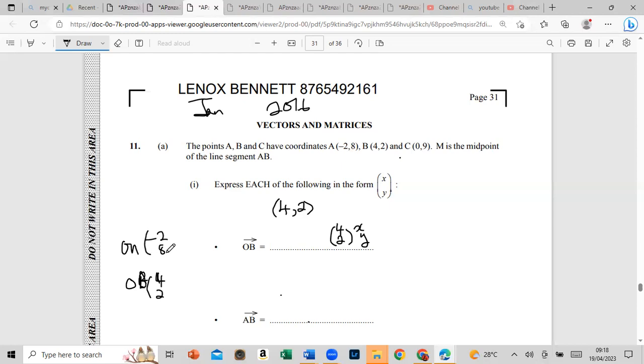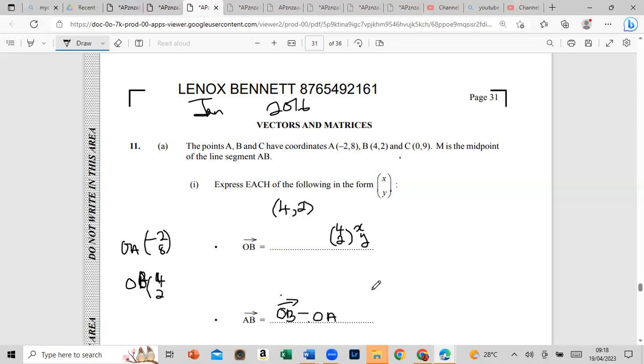So we did one like this earlier, but it's two different years. So it's going to look like a repetition, right? So to find AB, we do OB. So it's a vector OB minus the vector OA.